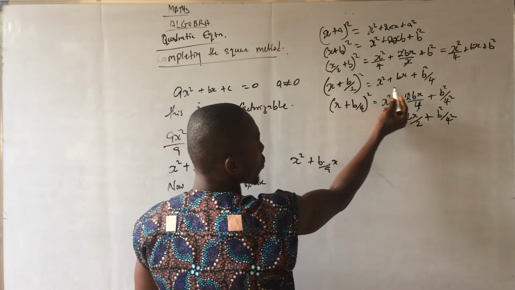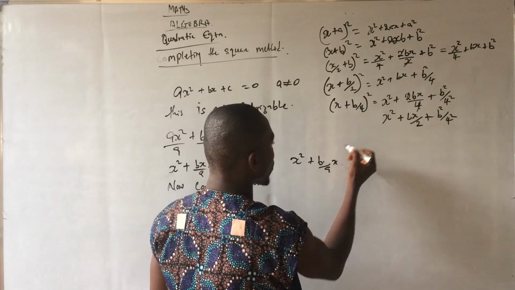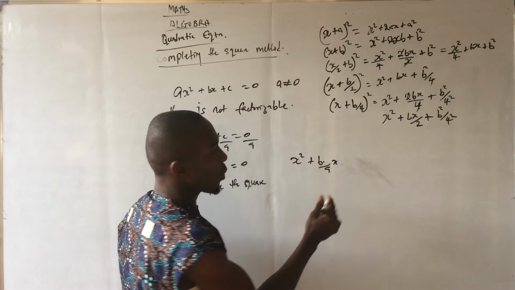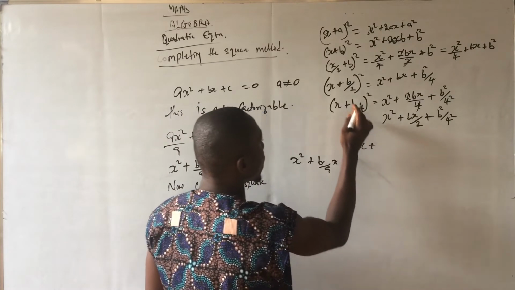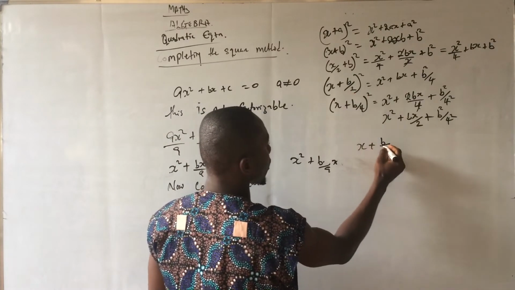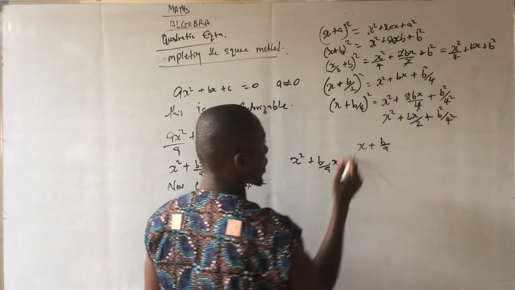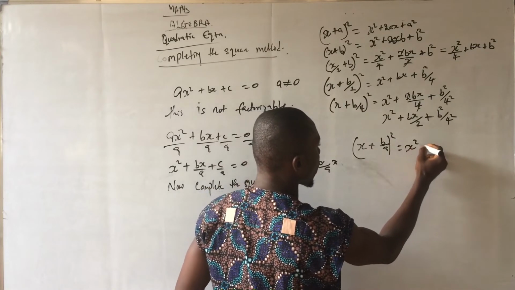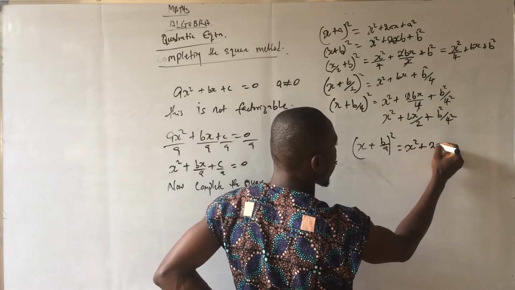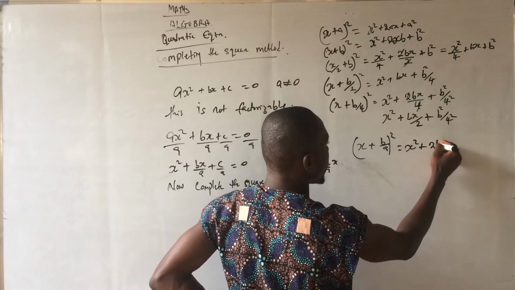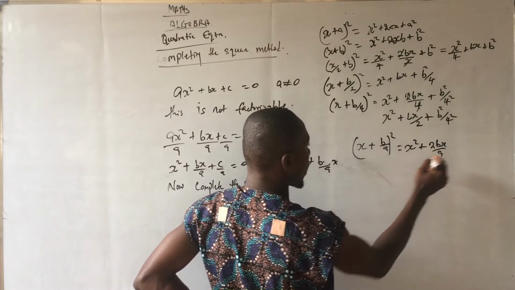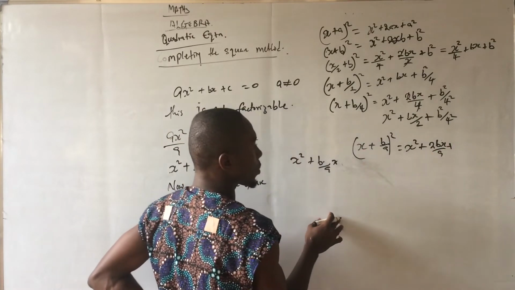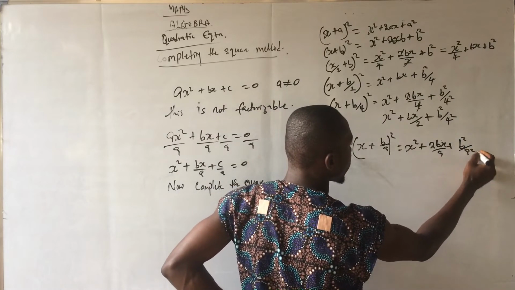If you see here, we are close. We are very, very close. If this is to be the case now, what we are going to do is x plus, let's say, b over a. We want to get something like this. b over a, let's square it. So you are going to have x squared plus 2bx all over a, plus b squared over a squared.